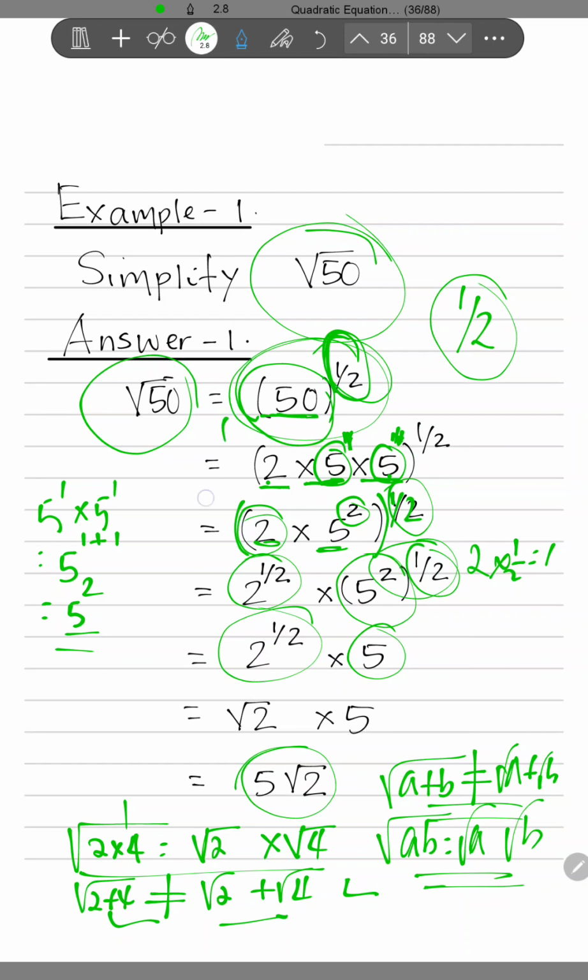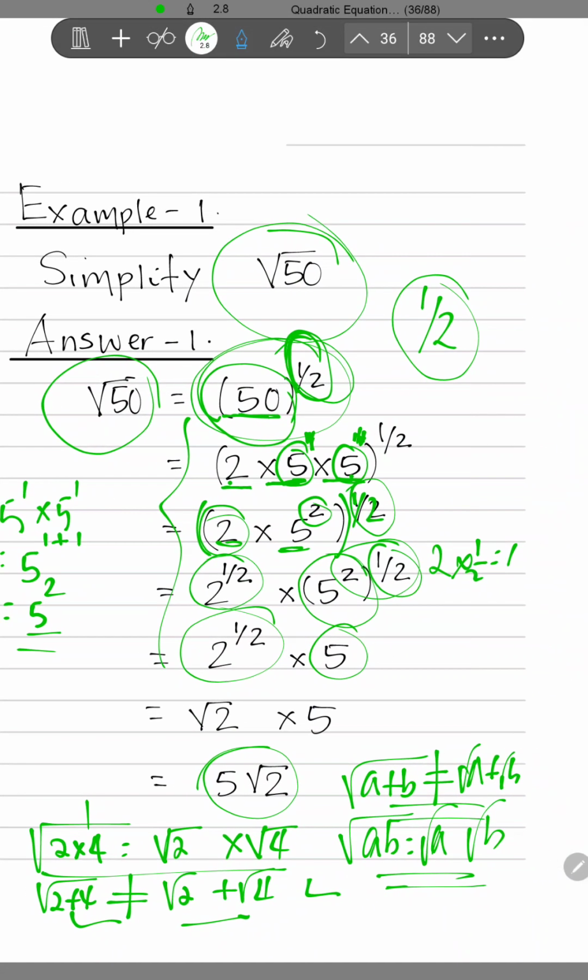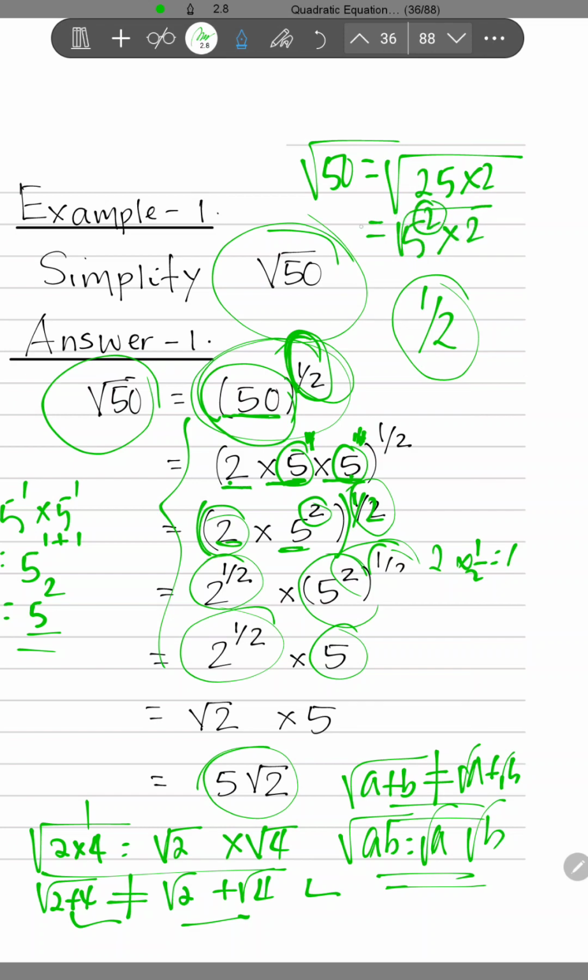We have just come this way to make it more visible. But it means what? It means square root of 50 is equal to square root of 25 times 2, which is equal to square root of 5 squared times 2. When a number has an exponent of 2, then it can be out of the square root. So 5 into square root of 2. Simply, it is that one.